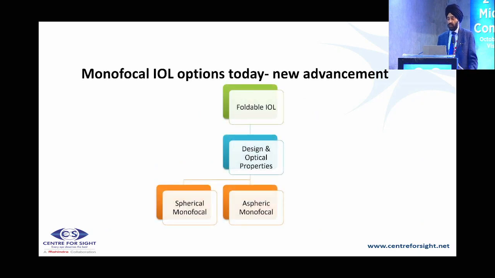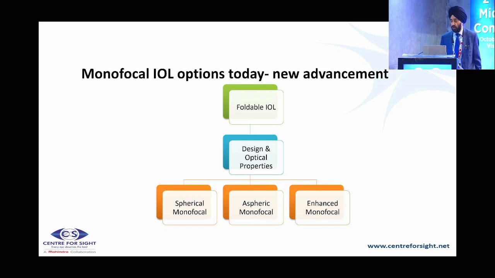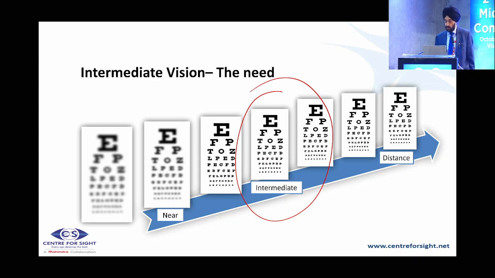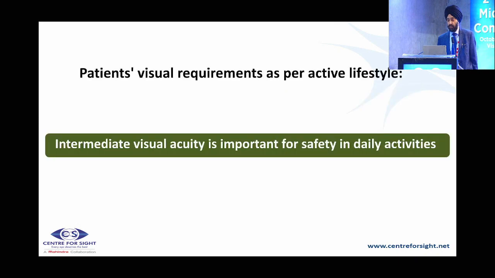So as we see, the new advancement that is there is called the enhanced monofocal. This concept was introduced by the iHance lens, but today there are a couple of lenses coming in, and the aim is to get a patient nearer to N8, N6 with maybe a little bit of micro monovision and no photopic phenomena. That's what we are looking at, and this is the key area: intermediate vision has now been conquered to a reasonable extent by these enhanced monofocals.